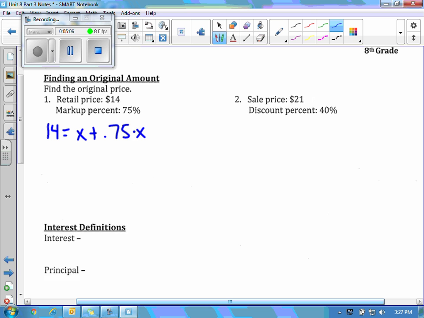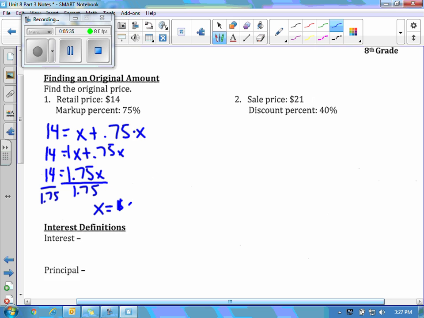Okay. So again, my retail price is, I don't know my original, so I put an X, and then it's 75% of that original price. I turn 75% into a decimal. So I'm doing X plus 0.75X. There's technically a 1 right here, so I can add these together and I get 1.75X. And then to solve for X, I'm going to divide both sides by 1.75. So my original price is going to be $8.